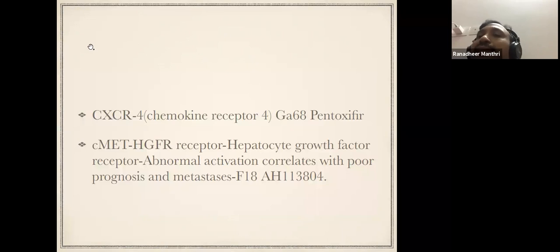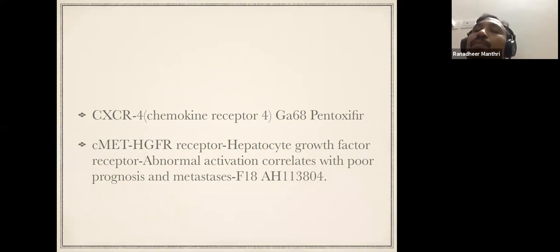So CXCR4, this is chemokine receptor 4. This can be labeled with gallium-68 pentixafor. c-Met, HGFR, that is hepatocyte growth factor receptor. Those tumors which are having intense HGF avidity to the HGFR receptors have a high propensity to metastasize. The hepatocyte growth factor receptor can be labeled with an effective label.